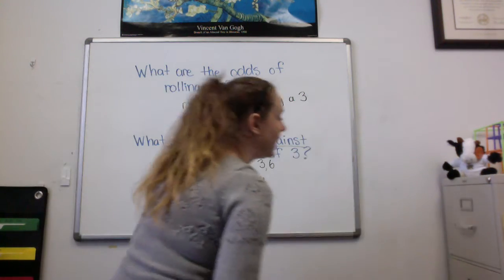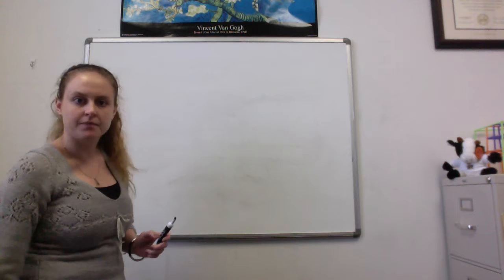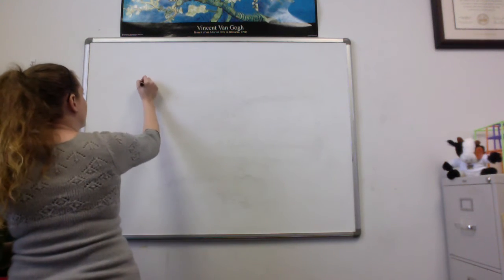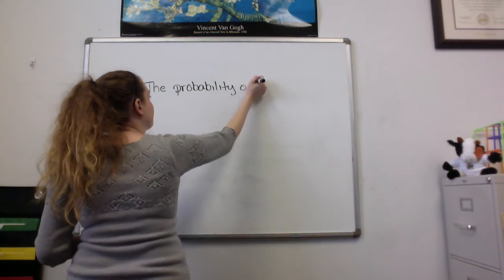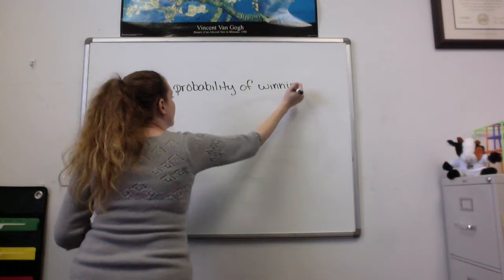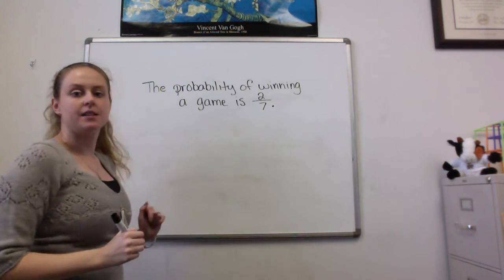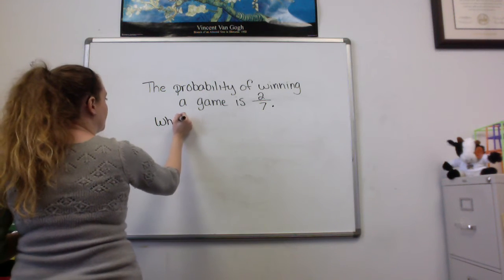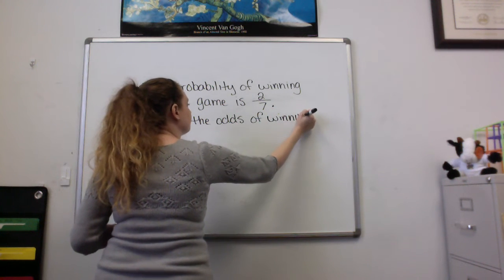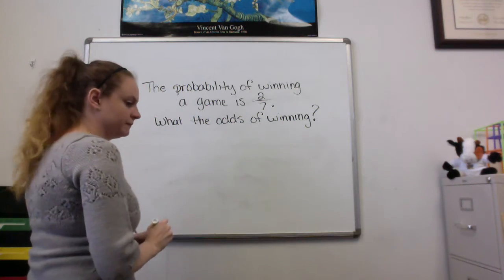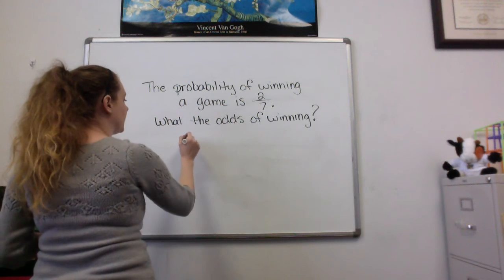Now let's look at one last type of problem. Let's say we're given a probability. So the probability of winning a game is 2/7. So we're given that statement. What are the odds of winning? So I want the odds of winning, so that's the chances of winning compared to not winning.